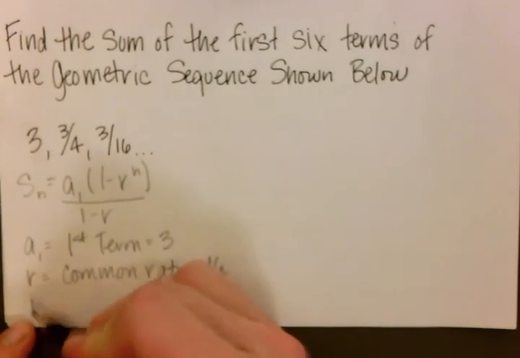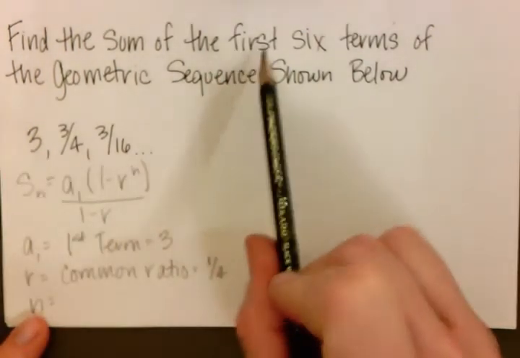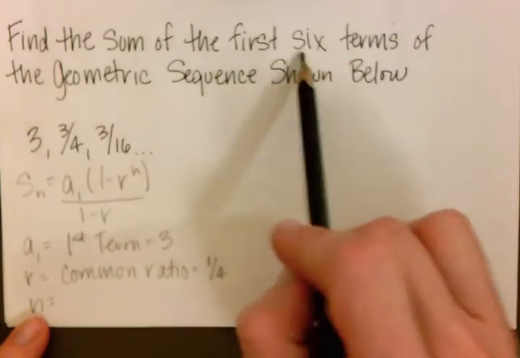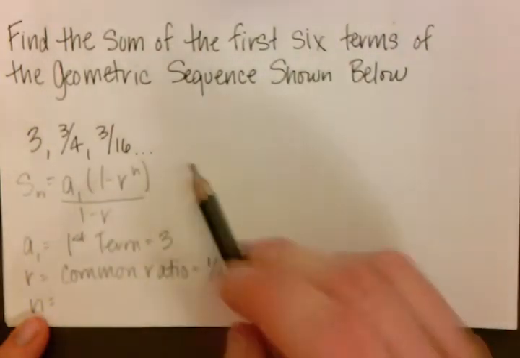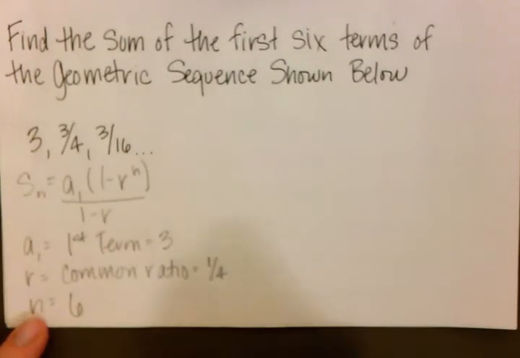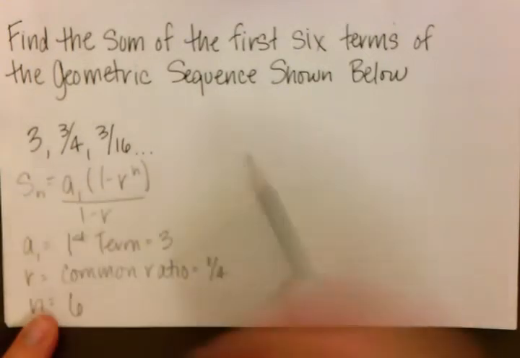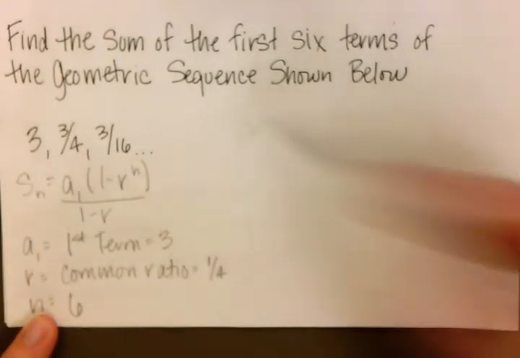And then n is also found in our question. It's one of the clues. It says, find the sum of the first 6 terms. So it wants the first 6, and so our n is going to be 6. Those are the numbers we want to plug in, and now we just have to plug and solve. So let's go ahead and go up here and finish solving.